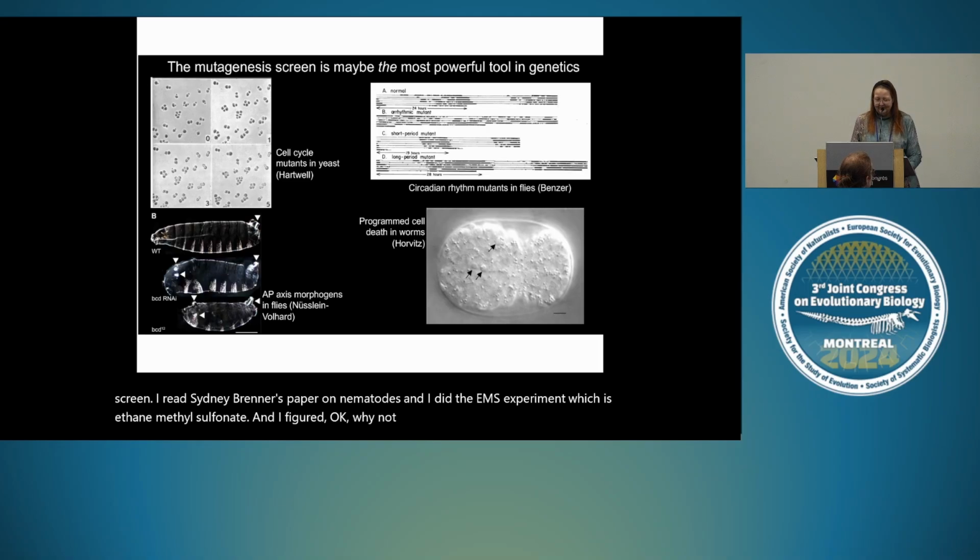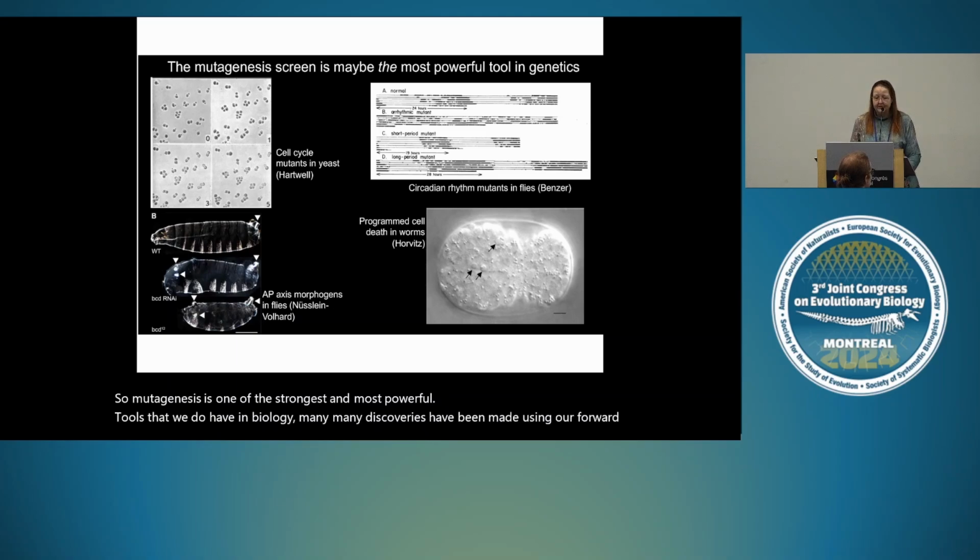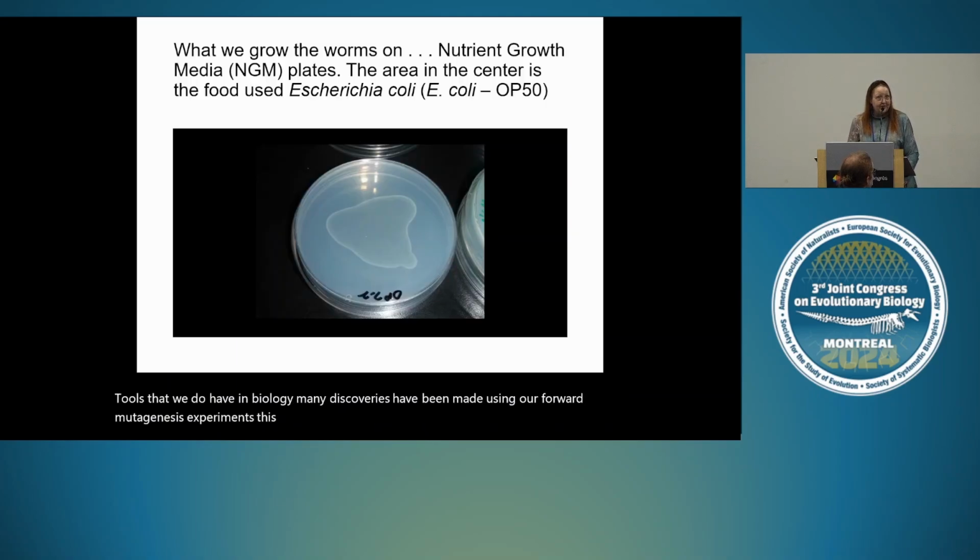It's fun. Mutagenesis is one of the strongest and most powerful tools that we have in biology. Many, many discoveries have been made using forward mutagenesis experiments. This is where all the magic happens. These are NGM plates, nutrient growth media, which is what we actually grow our worms on. The spot in the middle is what they eat in the lab. We use Escherichia coli, OP50 strain. So this is where the magic happens.